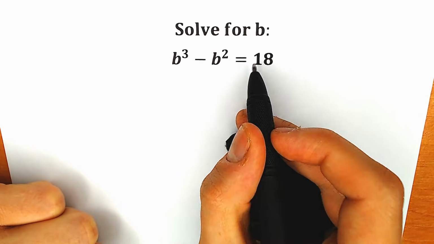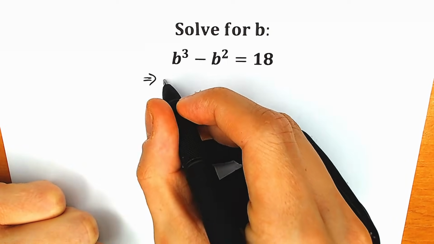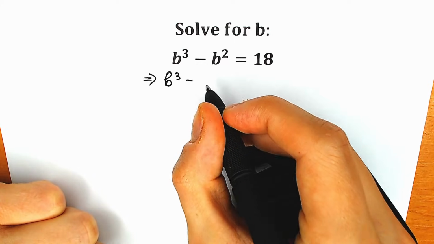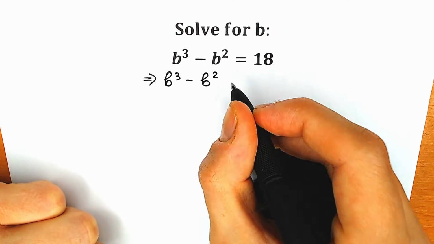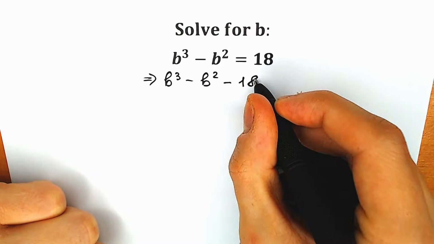First of all, let's write this 18 on the left side, okay? Let's do it. So this is our first step. We just write b cubed minus b squared, and this 18 let's write on the left side. So we have minus 18 is equal to 0.